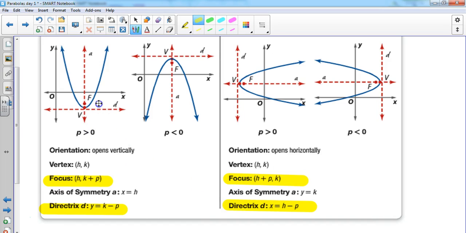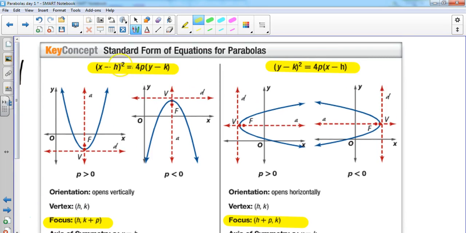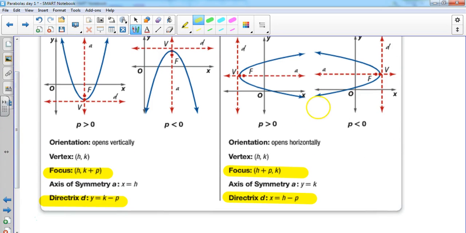If p is positive, it opens up; negative, down. That's when the x is squared, up or down. We're used to that, right? X squared was the ones that opened up and down. Y squared means they're going to open sideways. If it's positive, guess which way? To the right, negative to the left. You can use this.